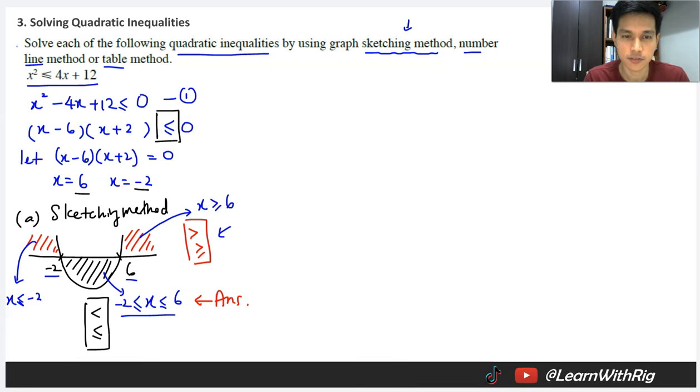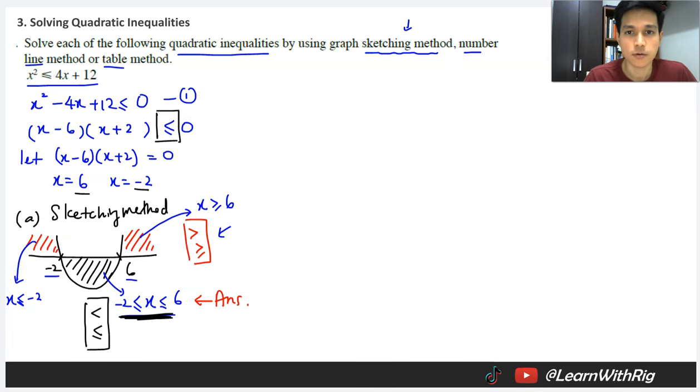So the sketching method is actually very easy. You just have to see whether it's less than or more than. If it's less than or less than or equal to, take the middle section and your answer will be in between. If it is more than or more than or equal to, then you have two answers, one is this area and this area. So you have two answers.